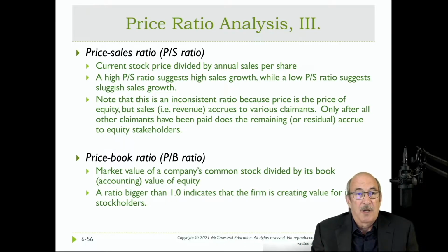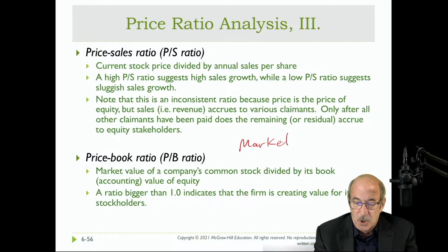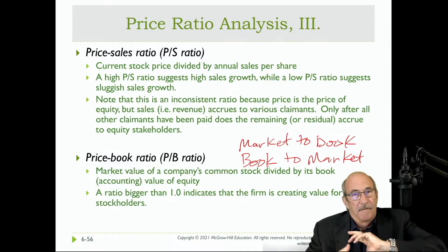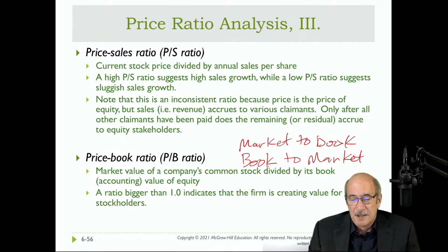And then price to book is yet another tried and true, only second to price to earnings. So this is often talked about as market to book. You'll also see some people refer to it as book to market. Of course, you have to invert all of your thinking, but same thing here. We're talking about the market price of equity per share divided by the book price of equity per share.